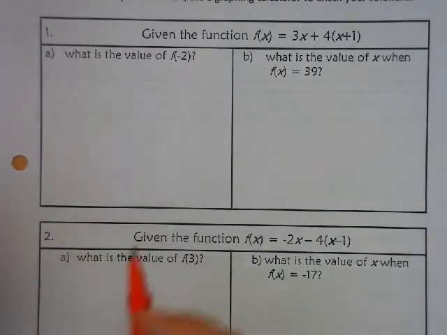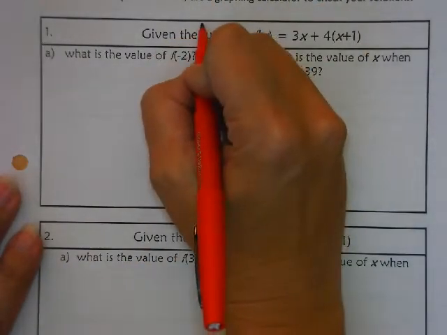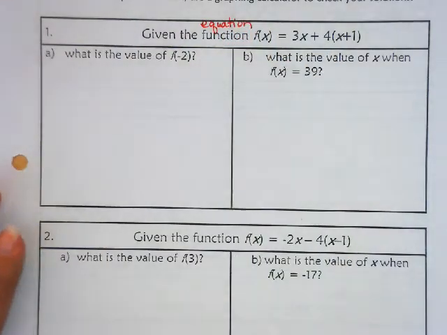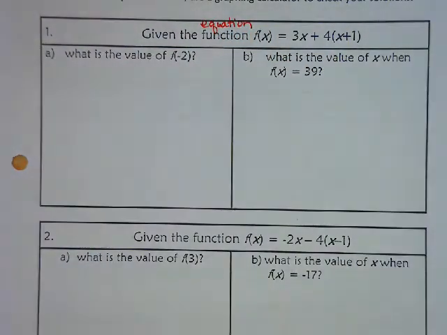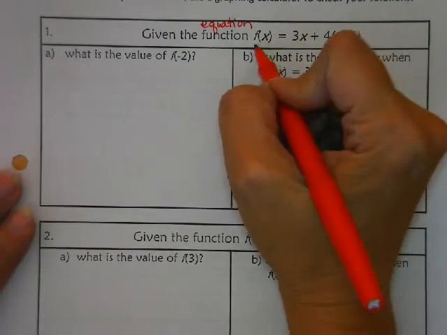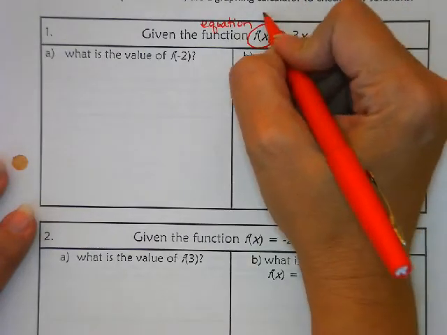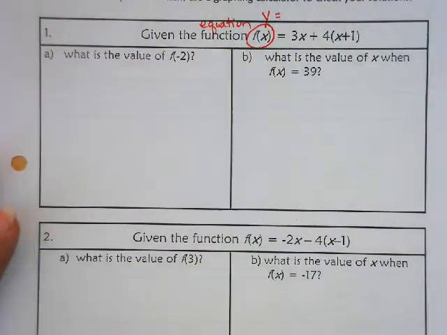Okay, now, what if I had told you, not given the function, what if I said given the equation? How do we usually write equations? What do they start with? Look around the room. What do you notice on that scavenger hunt? What do they start with? All of the equations. Y. So guess what? F of x is just a fancy way of saying y.